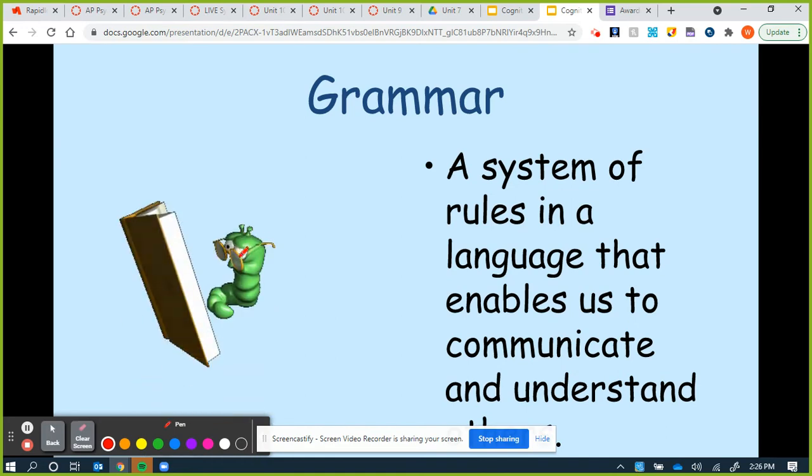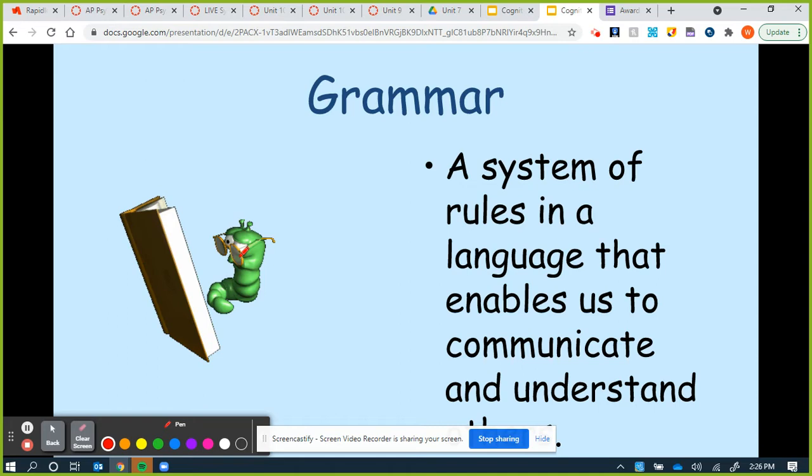All right? And then grammar overall is just the rules of a language. How do we set it up? How do we derive meaning from it? The ways that we are able to communicate and understand each other.